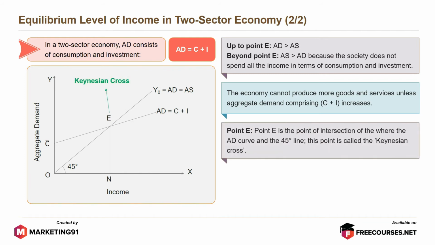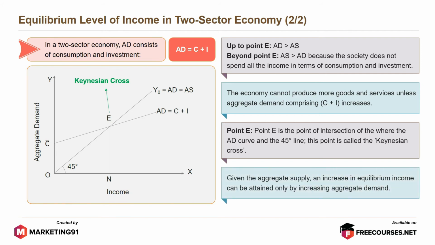Point E is the point of intersection of the AD curve and the 45-degree line. This point is called the Keynesian cross. Given the aggregate supply, an increase in equilibrium income can be attained only by increasing aggregate demand.